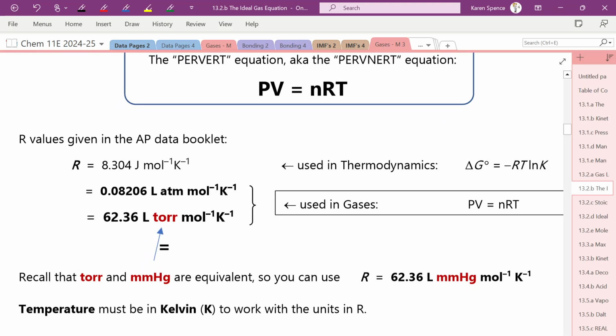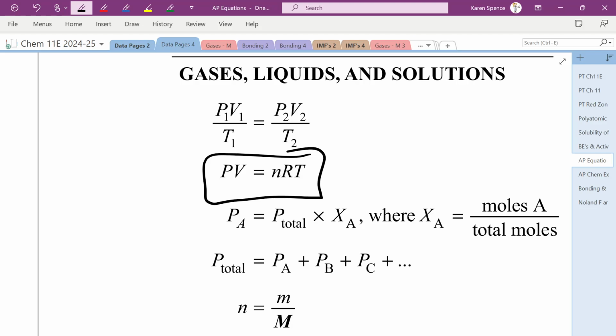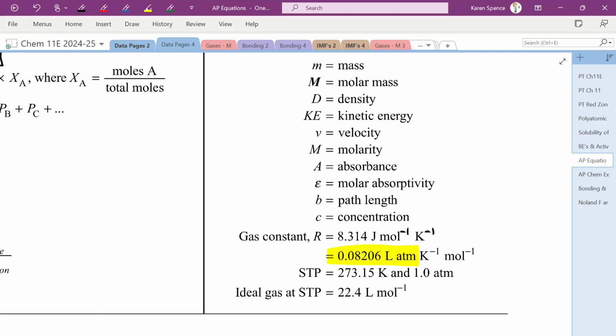Okay, so here we have our R values. They used to give us this one, but apparently they don't give us this one anymore. So we can just cross this one out. Let's just make sure they don't. Haven't updated my book yet. Oh, not that one. There we are. R. Nope. So you won't have to worry about that one.